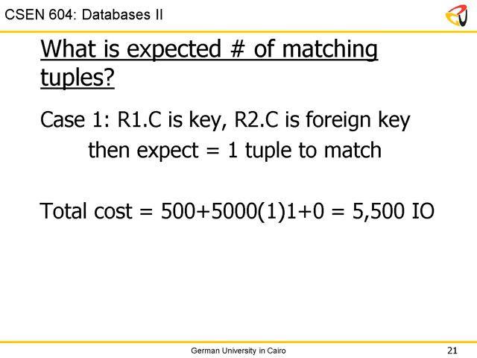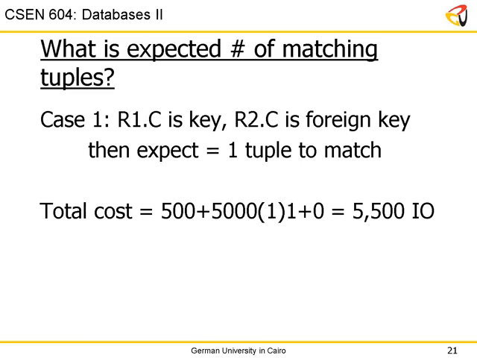How is that being computed? The first 500 is for reading all of R2, because again, the R1.C index is in memory, and I'm not paying anything for that. R2, the relation, is contiguous, but it is on disk. So to read the 5,000 rows, with 10 rows per page, I will spend 500 IOs to read all of R2.